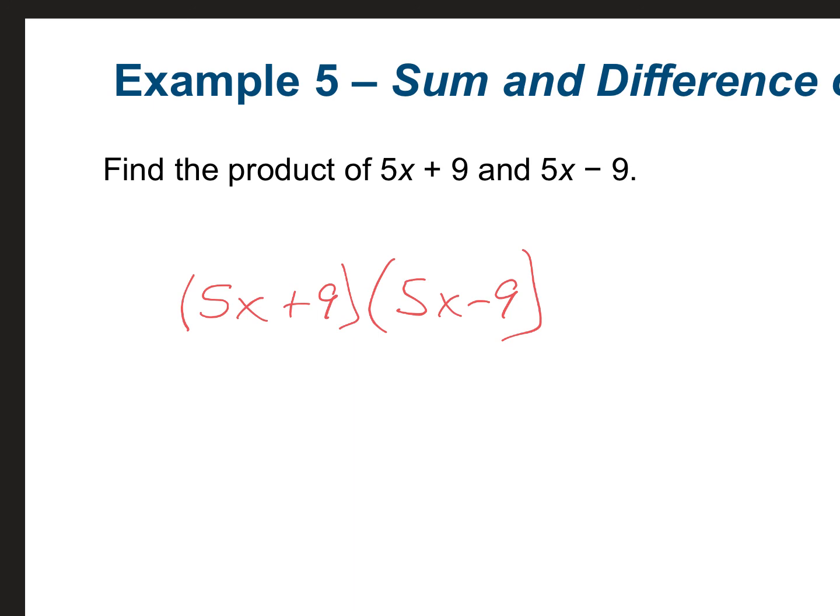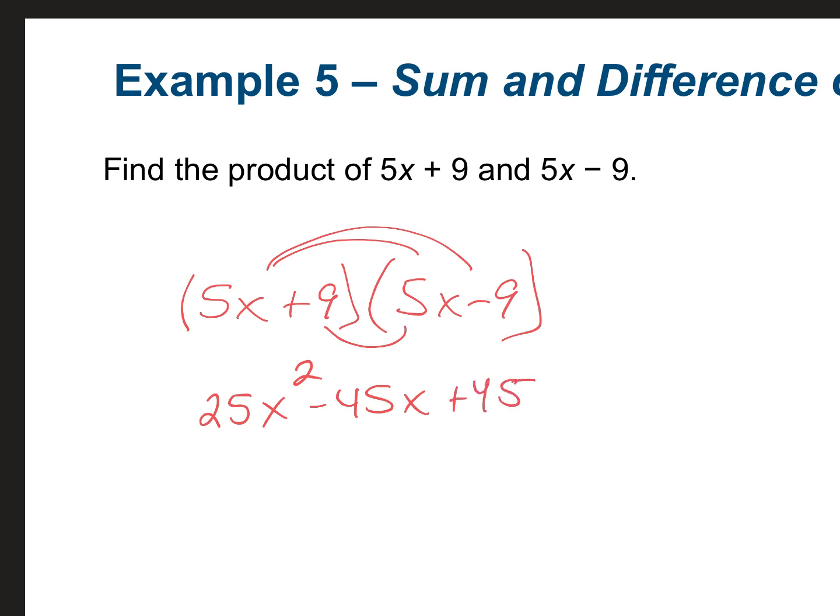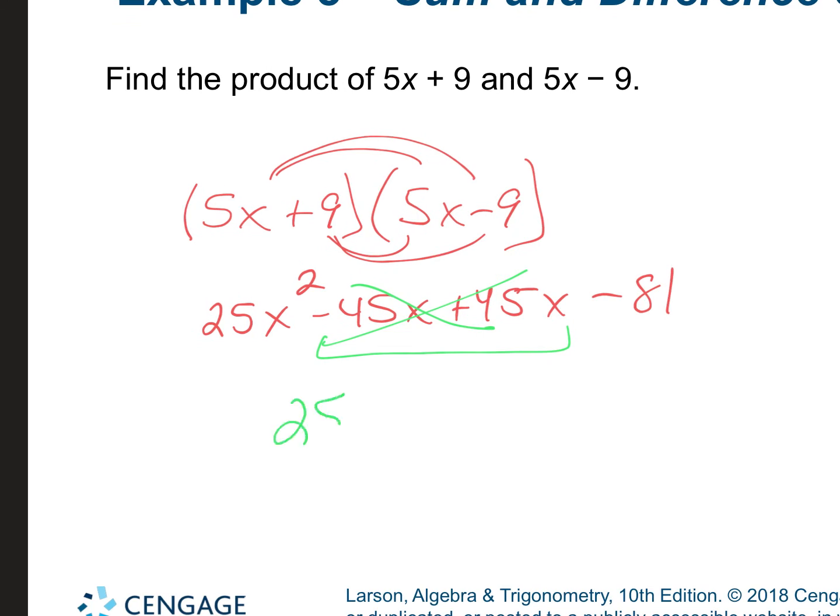If you don't recognize it, it's okay. You can still FOIL it because 5x times 5x is 25x squared. 5x times negative 9 is negative 45x. What's 9 times 5x? Plus 45x. What's negative 9 and a positive 9? Minus 81. What happens, guys, when you have the difference of perfect squares? What happens to the middle terms? They cancel out. And you're left with 25x squared minus 81.